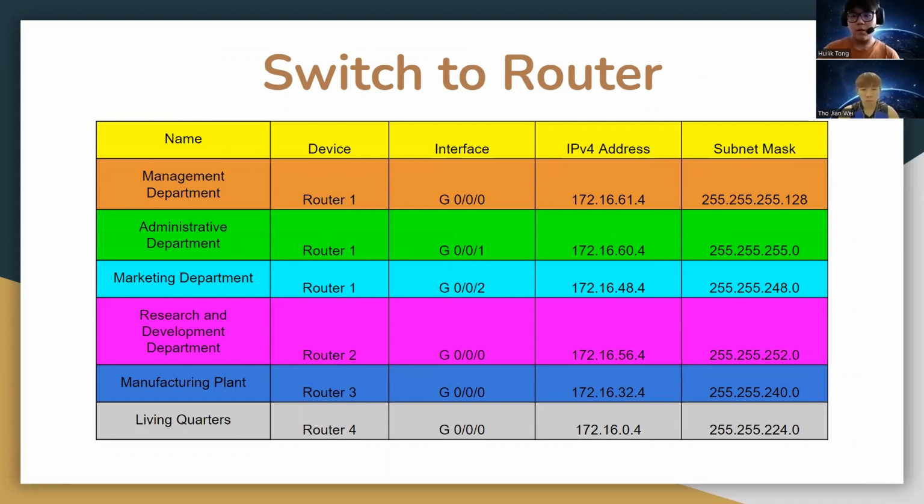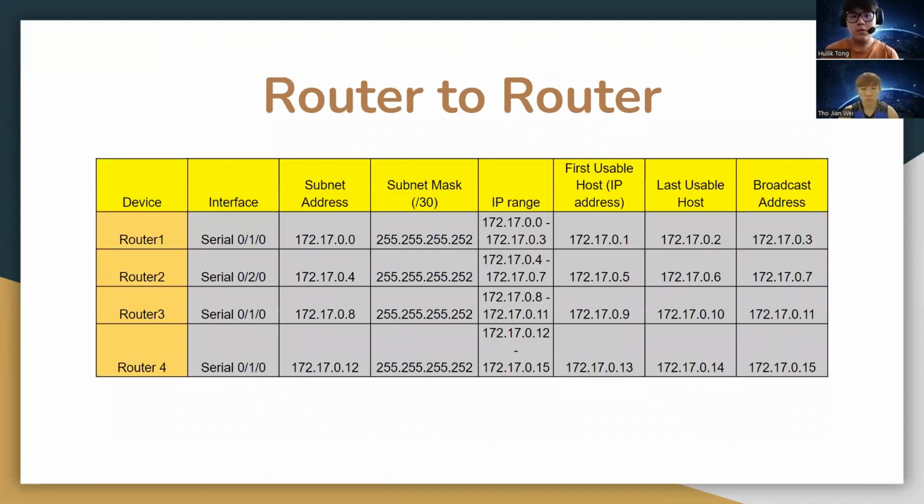All right, for the IP address, we chose the non-usable address, which is 172.16.61.4, according to each department, and the subnet mask we chose from the subnet table. For the router-to-router links, we use the serial DTE cable as the interface, and for the subnet address we chose again a non-usable one, 172.17.0.0, and for the CIDR we got 30.